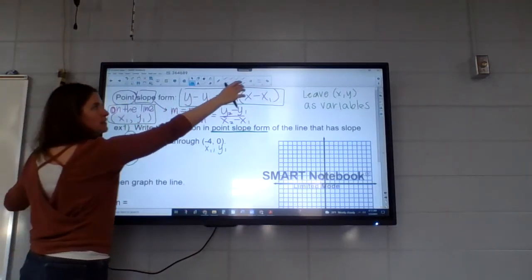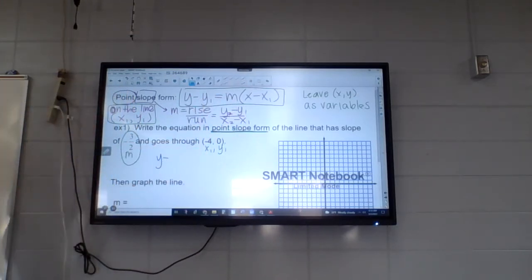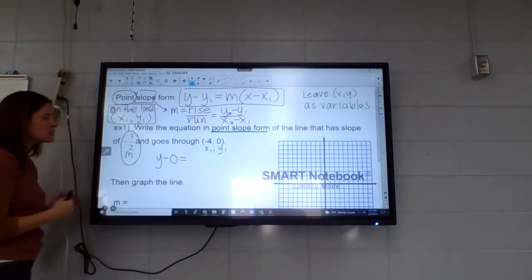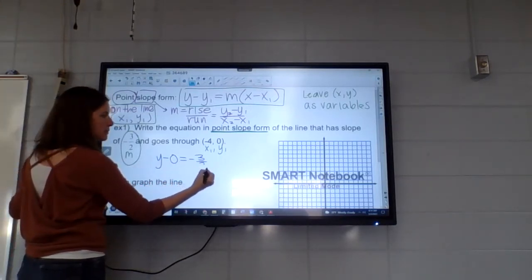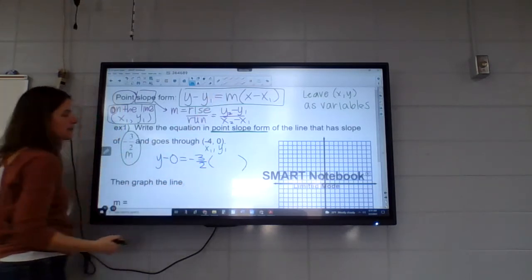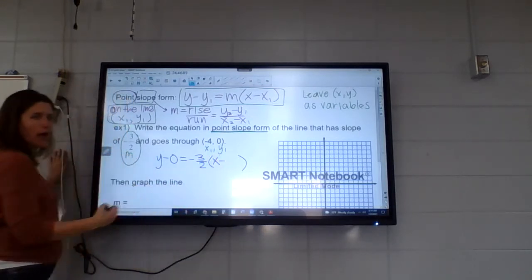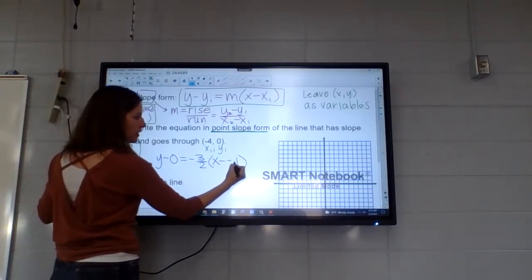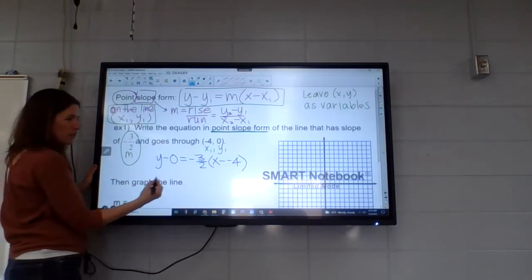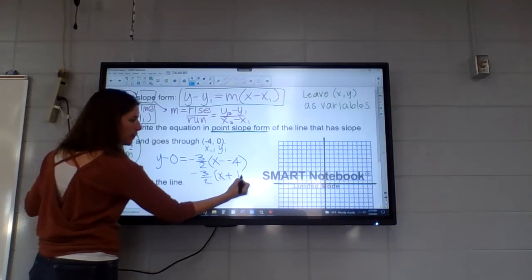So this y I'm going to leave as a variable. So y minus, what's y1? 0 equals -3/2 is my m, parentheses. Now again, the x I'm going to leave as a variable, and then I'm going to subtract x1. So -4. So I don't like those double negatives. I don't know if you guys do, but I'm going to change that to x plus 4.